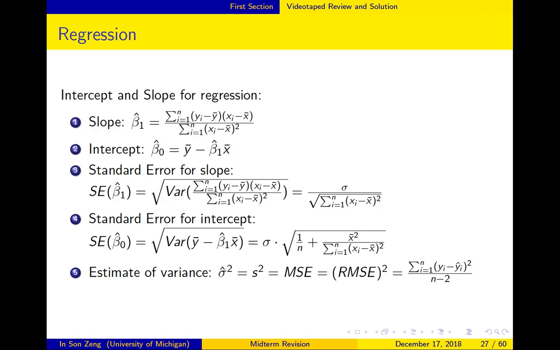So after finding the slope, we have our formula for the intercept. Beta 0 hat equals the mean response of y, which is y bar, minus beta 1 hat times the mean x bar.